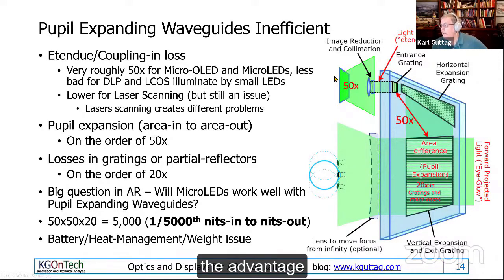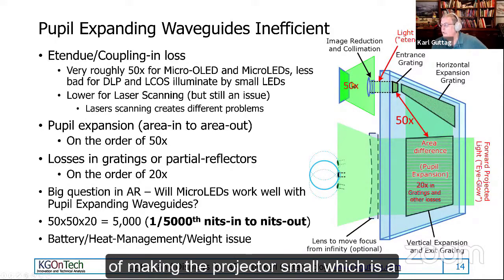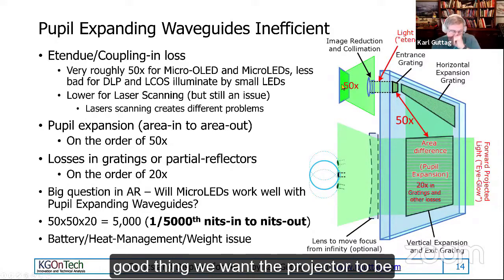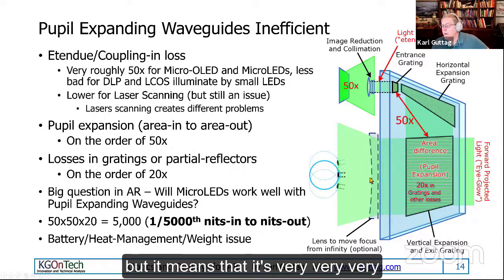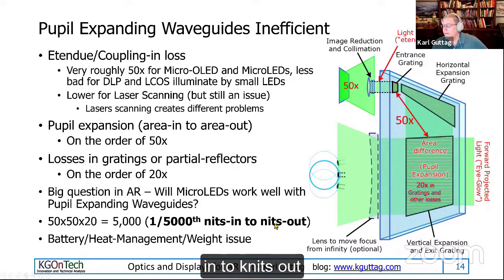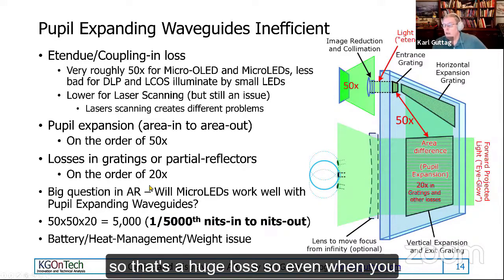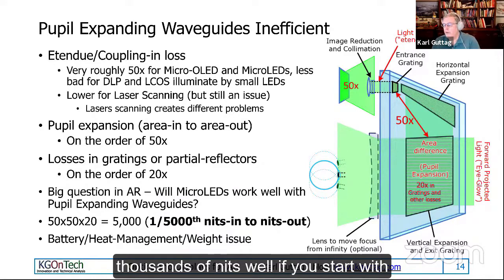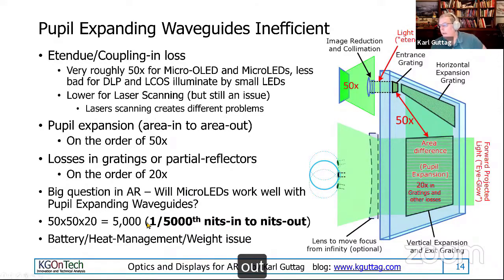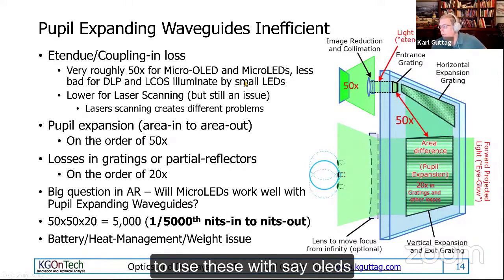This has the advantage of making the projector small, which is a good thing. We want the projector to be small and lightweight, but it means that it's very, very, very inefficient. When we net this all out, we could get about 1/5000th of the nits in to nits out. So that's a huge loss. So even when you hear about things having thousands of nits, well, if you start with 1,000 nits in, you're going to get less than 1 nit out, which has been the big killer for trying to use these with, say, OLEDs.